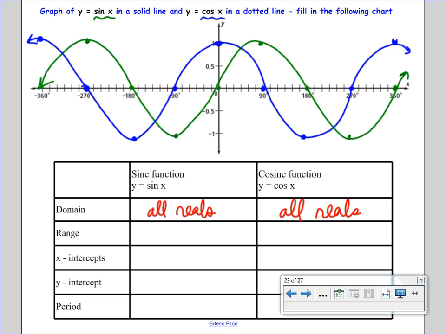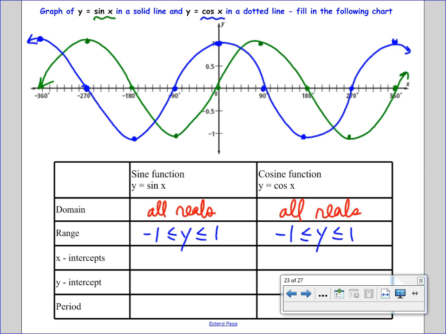The range, however, is restricted. These functions are what we call bounded. There's a maximum y value attained above and a minimum y value attained below, so they're bounded. The maximum y value attained in each case for my parent functions is y = 1. The minimum is y = -1. We could write that using inequality notation: -1 is less than or equal to y is less than or equal to 1, and that's true for each function. So my range, my output y values, oscillate between -1 as the minimum value and +1 as the maximum value, forever and ever in both directions.